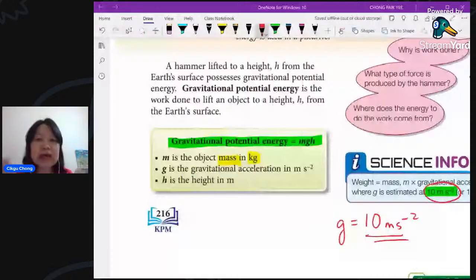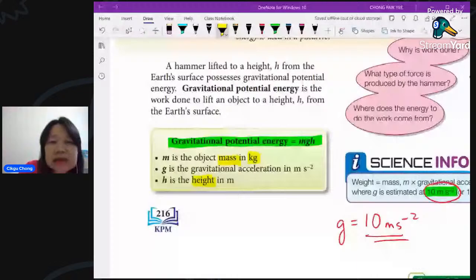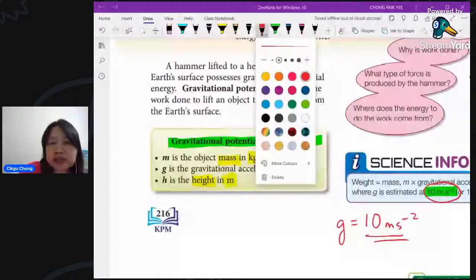Okay, so this is G, and the H here is height. So you can see the relationship. The higher the object from the ground, the higher the mgh value that you calculate will be. It depends on the height. And the height is in meters. Okay, standard unit for distance is meters. So now you remember this formula, mgh, if you want to measure gravitational potential energy. Okay, now let's look at the next one.